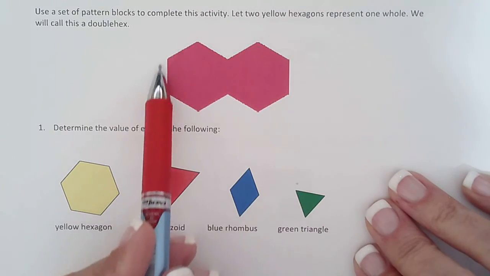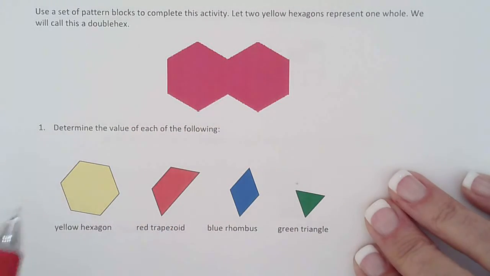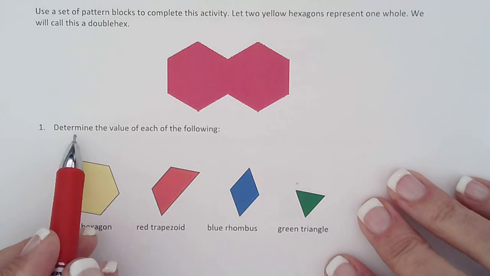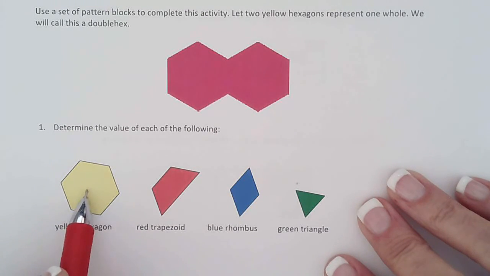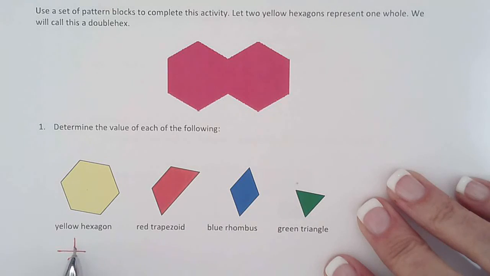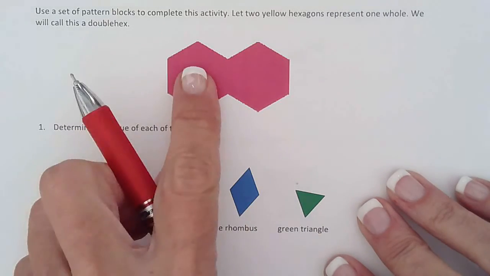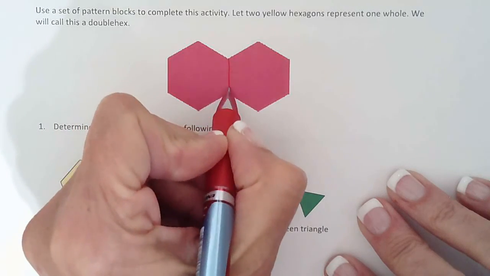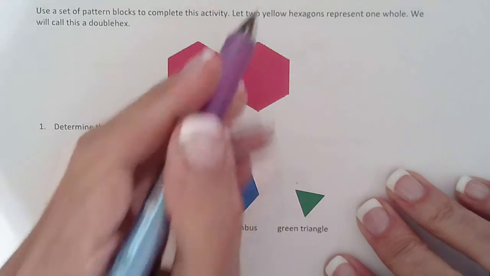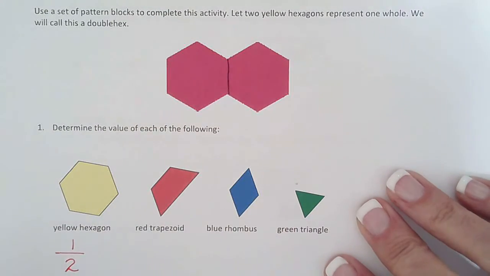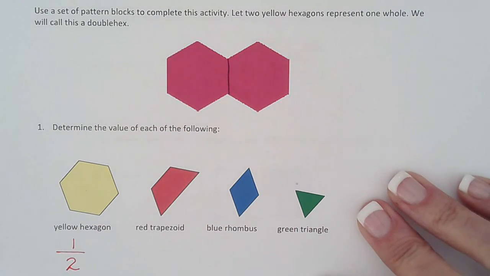So this is my 1. This is my unit. So how many of these? Nope. Let's back up. Determine the value. So this is 1 out of 2, because 2 of these make that. So this is 1/2 of the whole, right? Because it's 1 out of, and you can draw your little line there and see that it's 1 out of 2. So it's half of the whole.